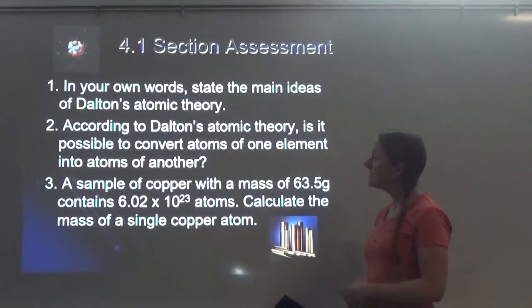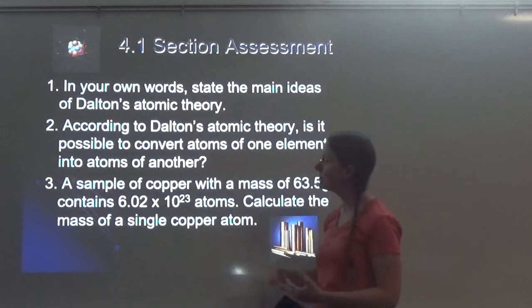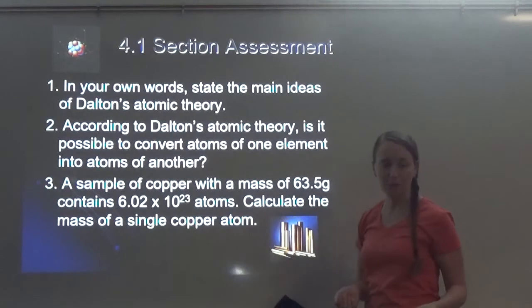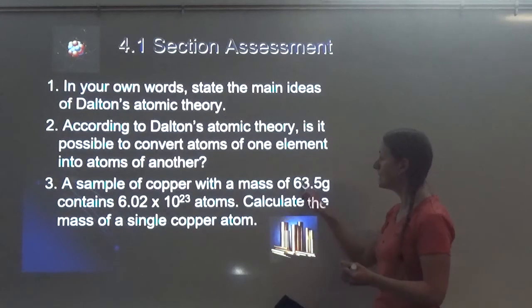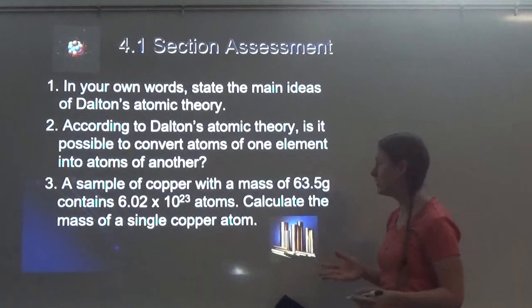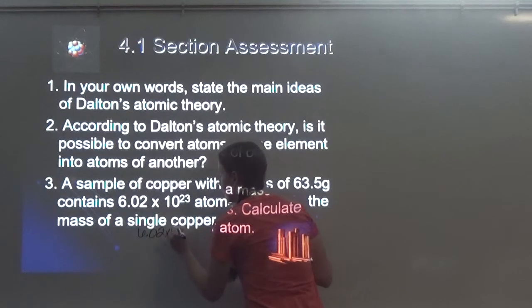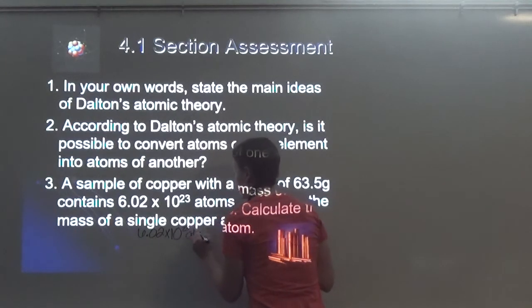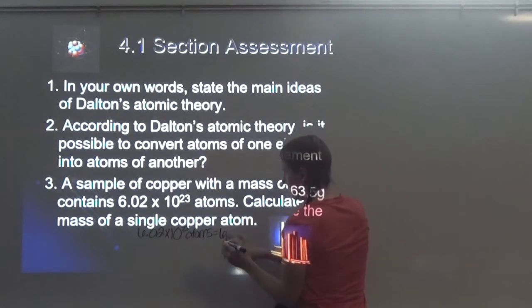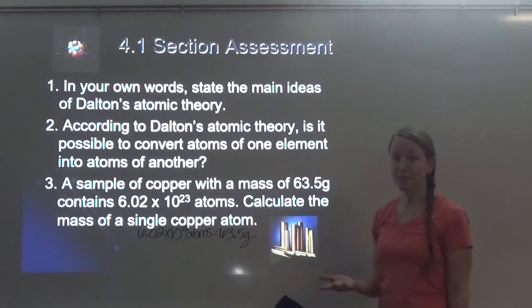Alright, so number 3, it says a sample of copper with a mass of 63.5 grams contains 6.02 times 10 to the 23 atoms. Calculate the mass of a single copper atom. See, y'all, whenever they tell you something equals something else, that is a conversion factor that you can use. So I can say that 6.02 times 10 to the 23 atoms equals this 63.5 grams. And so I can use that as a conversion factor.